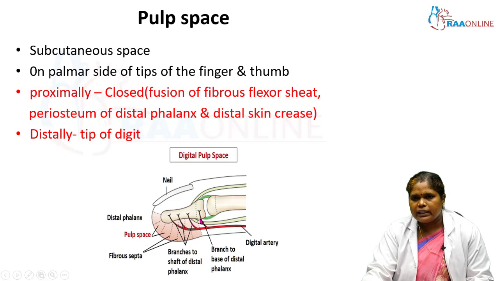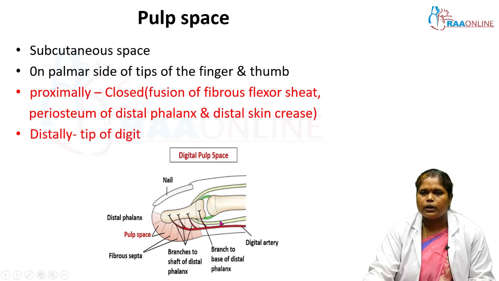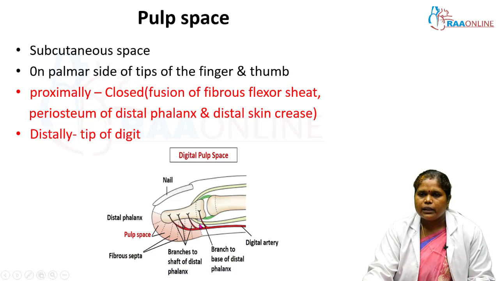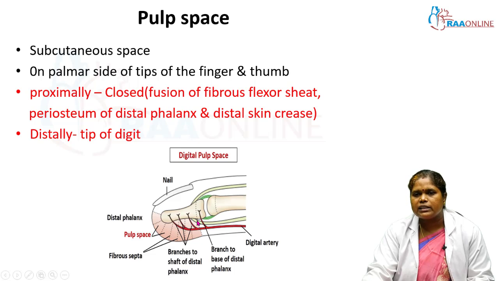So, by these fusions, proximally also the pulp space will be a complete space. It will not continue with the proximal digits. Okay. You just have to remember that the pulp space is closed proximally as well as distally. So, proximally it is closed by this fibrous flexor sheath merging with the periosteum of distal phalanx as well as by the crease, the distal digital crease. So, this is about the boundaries.